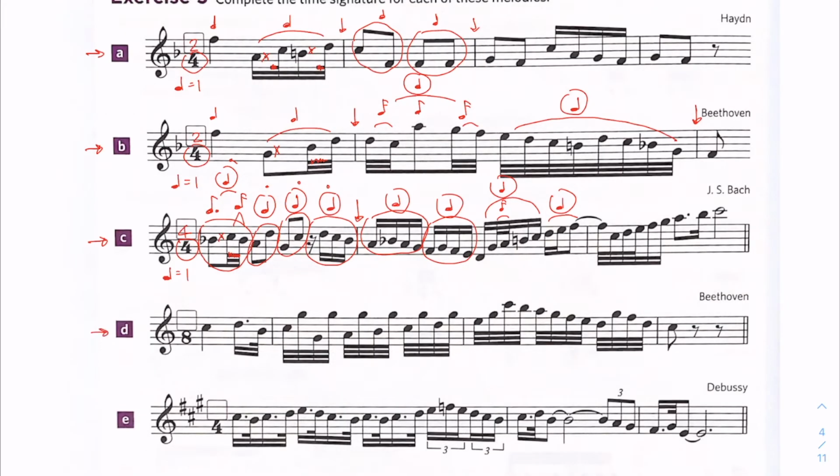Question D. Here, the bottom number is 8. 8 means quaver is 1 beat. So we are going to group the notes into quaver beats. The first note here is a crotchet. Now in a crotchet, there are 2 quavers. So that's beat 1 and 2 already.